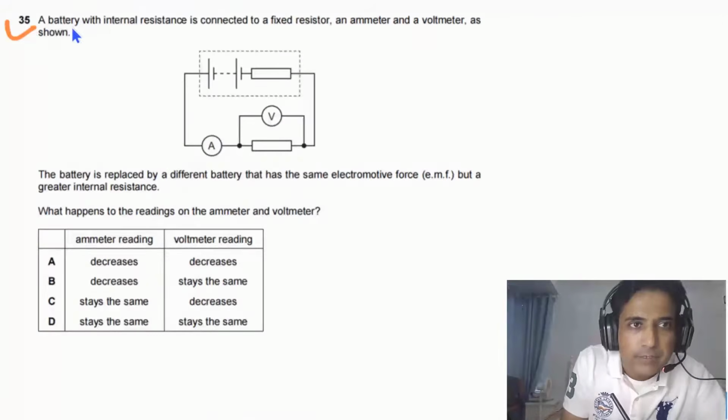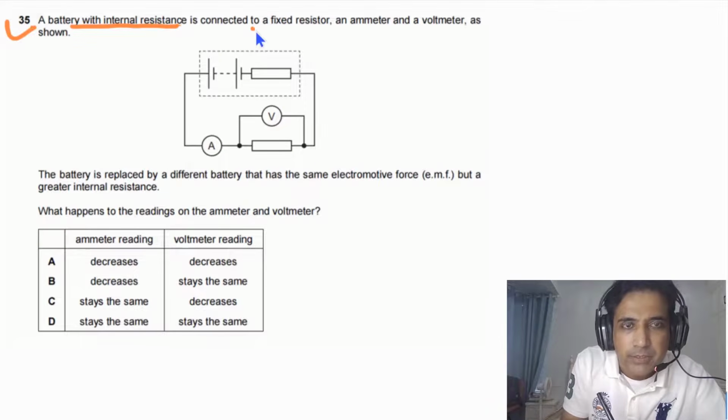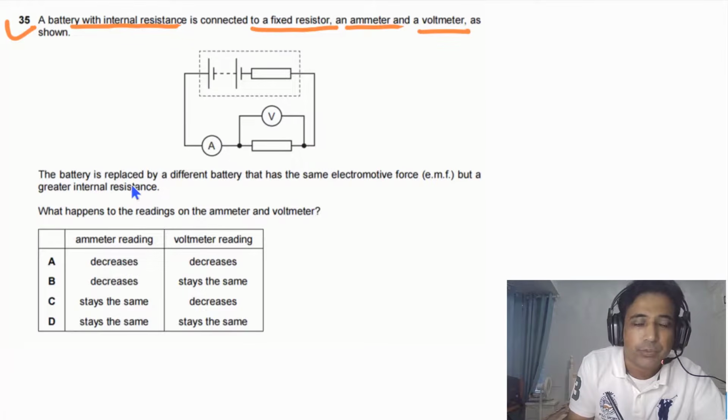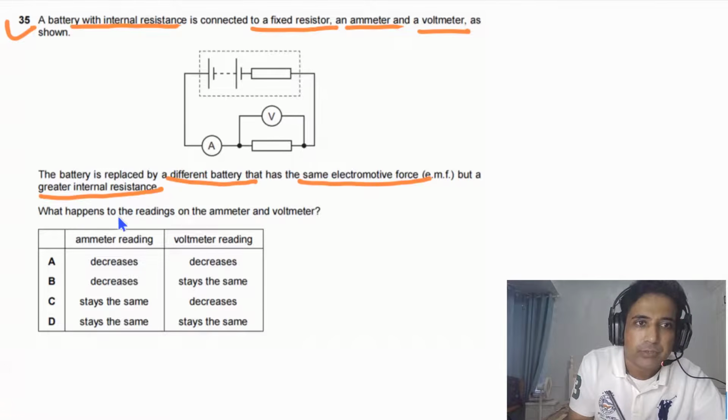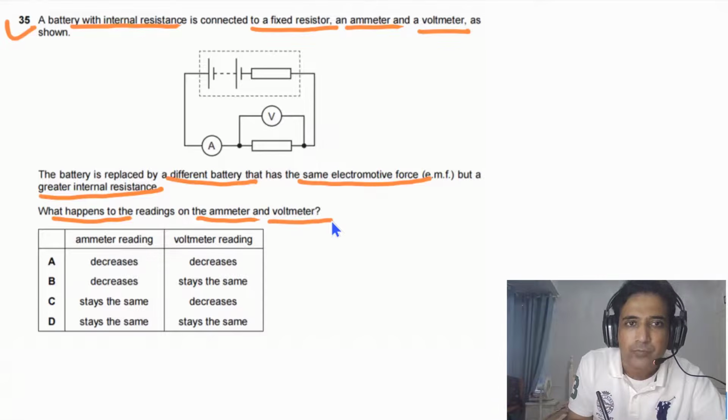Question 35 says, a battery with internal resistance is connected to a fixed resistor, an ammeter and a voltmeter as shown in the figure. The battery is replaced by a different battery that has the same electromotive force but a greater internal resistance. What happens to the readings on the ammeter and voltmeter?